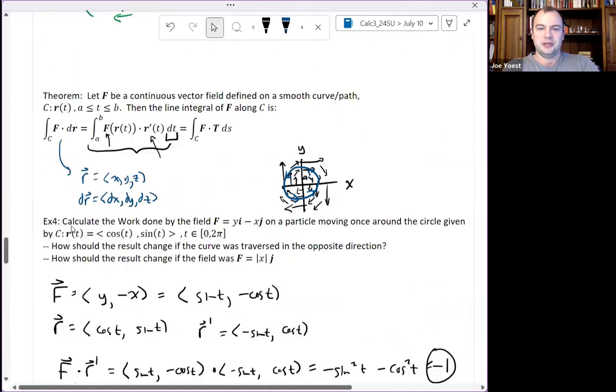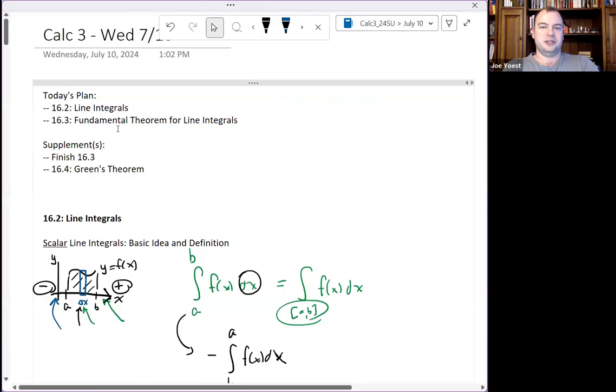But that finishes up our discussion for today. And again, we're going to see this in action in the supplement. It should be a fairly short supplement. And then another supplement that'll be a more full-size supplement on Green's theorem coming up in the next day or so.